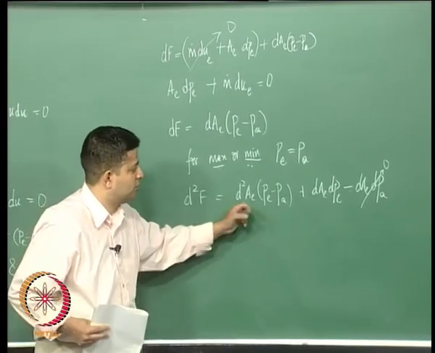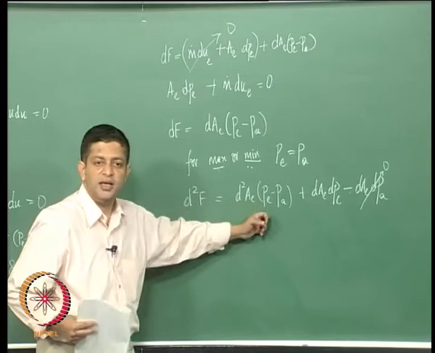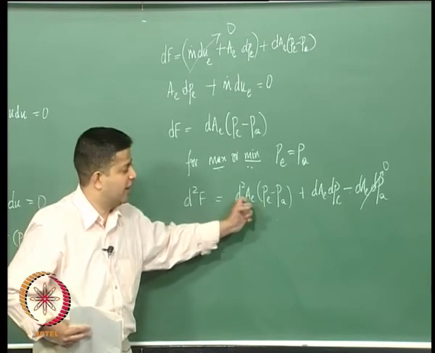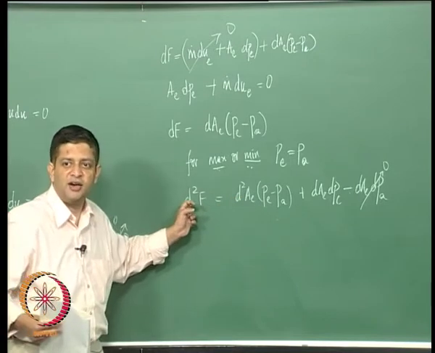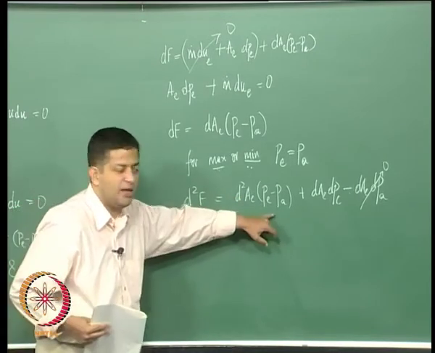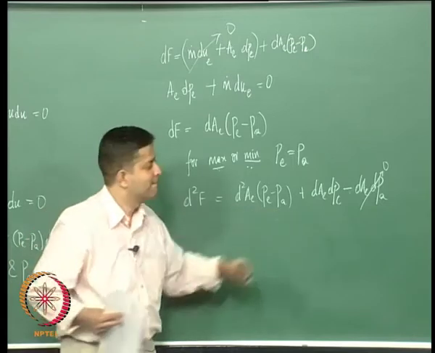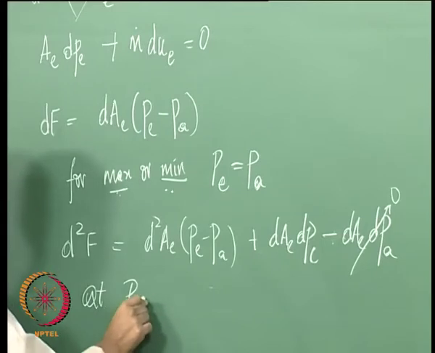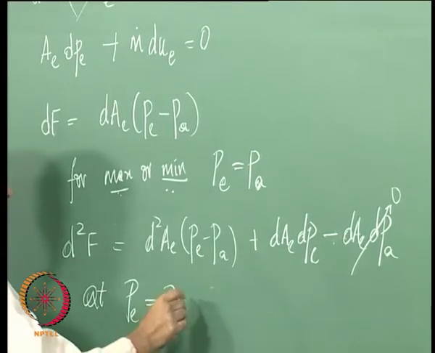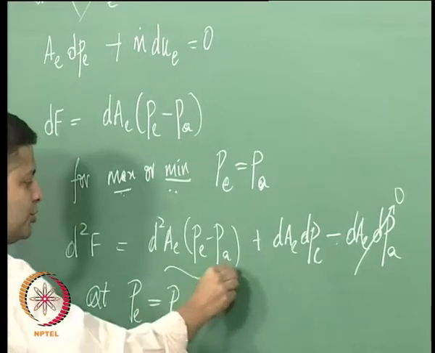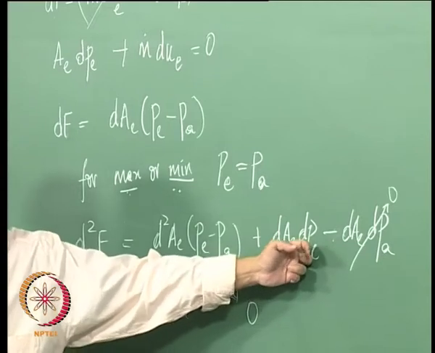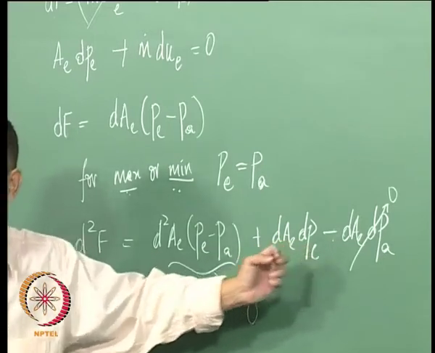Now, if you look at these 2 terms, for PE equal to PA, the first term will go to 0. We are looking at what happens to the sign of d square f when PE is equal to PA, right. So, at P is equal to PA, this term goes to 0. Okay. So, we will be left with only this term. Now, let us examine what is the sign of this term.